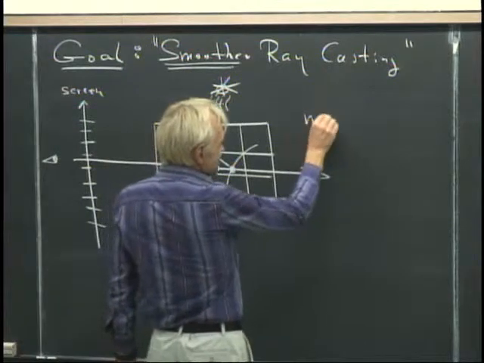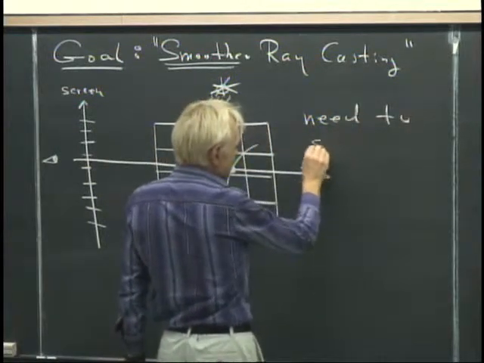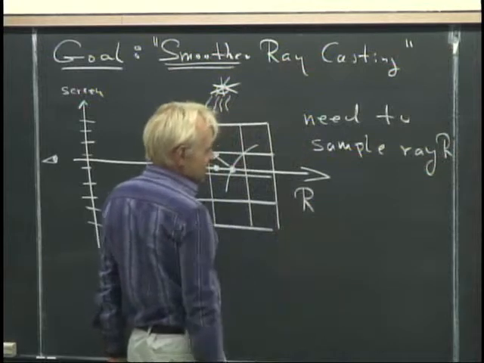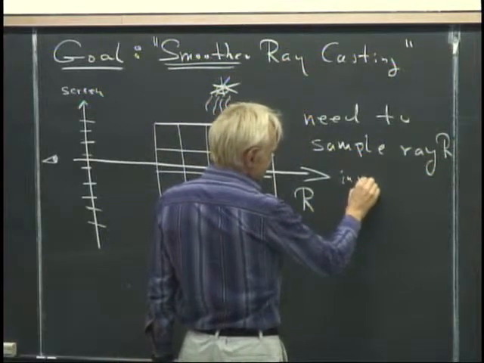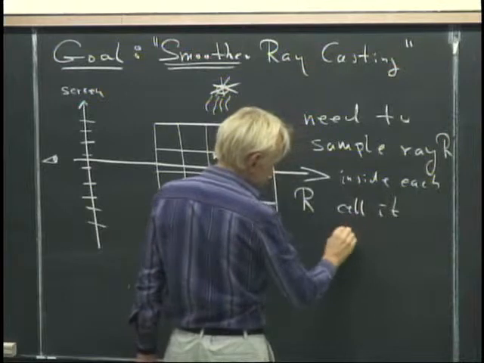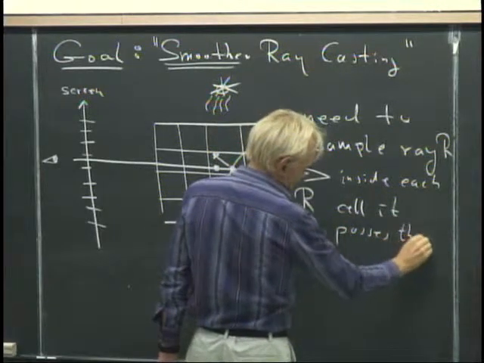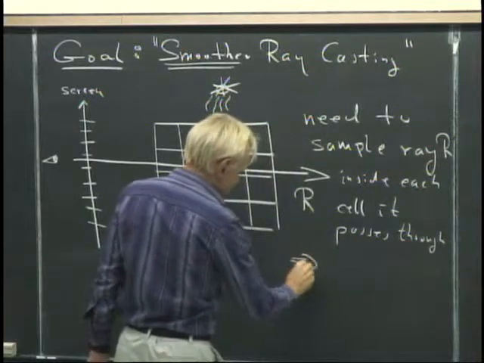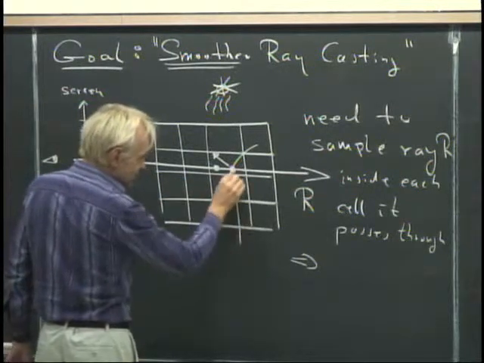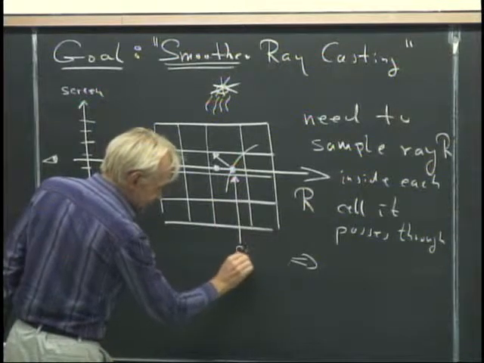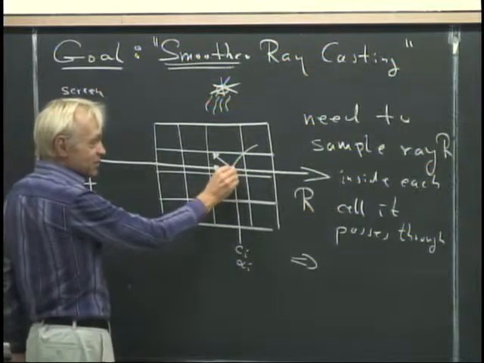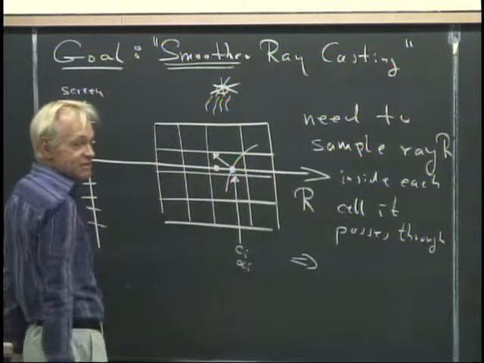So we need to sample ray R, this is our happy ray R, inside each cell it passes through. The most important thing is we need to compute very good, high quality local colors at this location. As I said, we need to compute a local color value Ci and a local opacity value alpha I, right? And both of these values, Ci and alpha I, will depend on the way we interpolate the data over this little region in space.